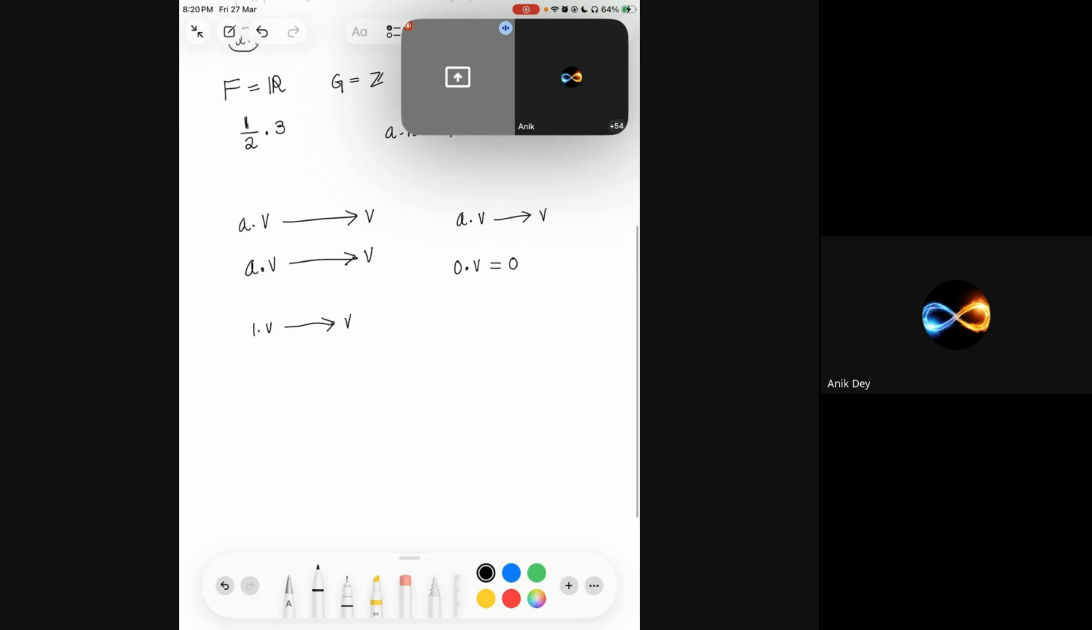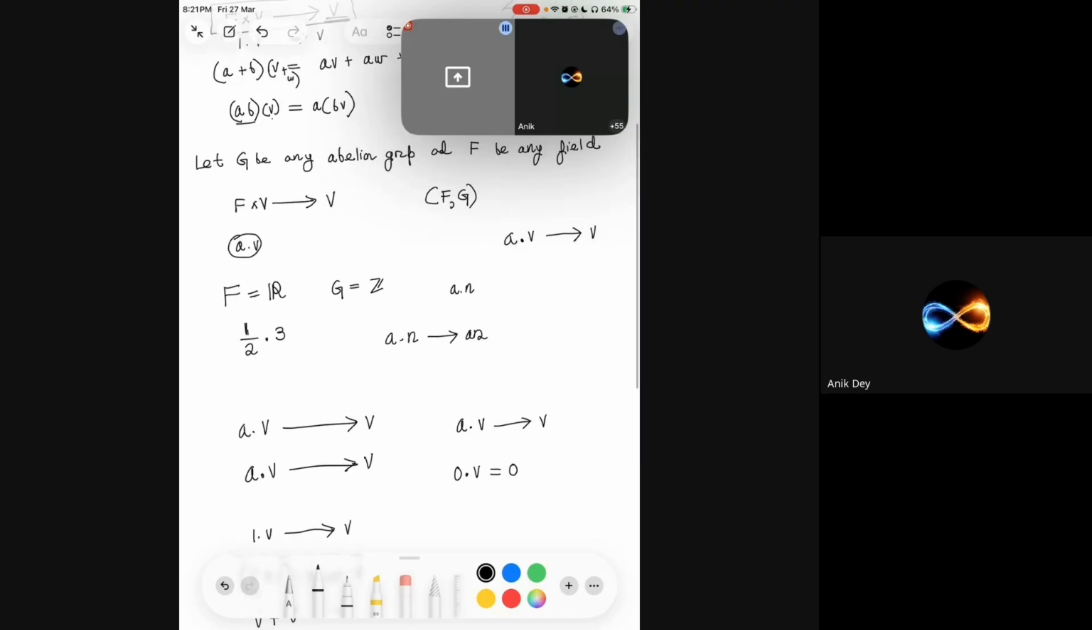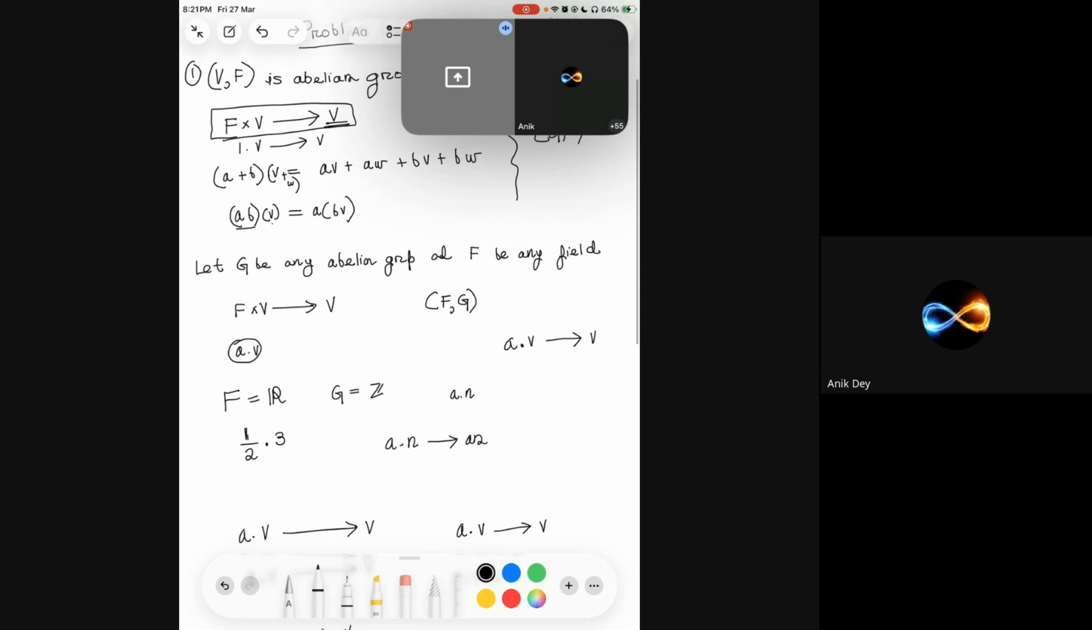So 1·v goes to v, this is a good idea. But if you take (1+1)·v, then according to your definition, it must go to v. But by the distributive property, it must go to v plus v. So v equals v plus v, and you are getting the problem, right? So by the cancellation law, every v must be 0. That was the problem with the definition. So, very good approach.